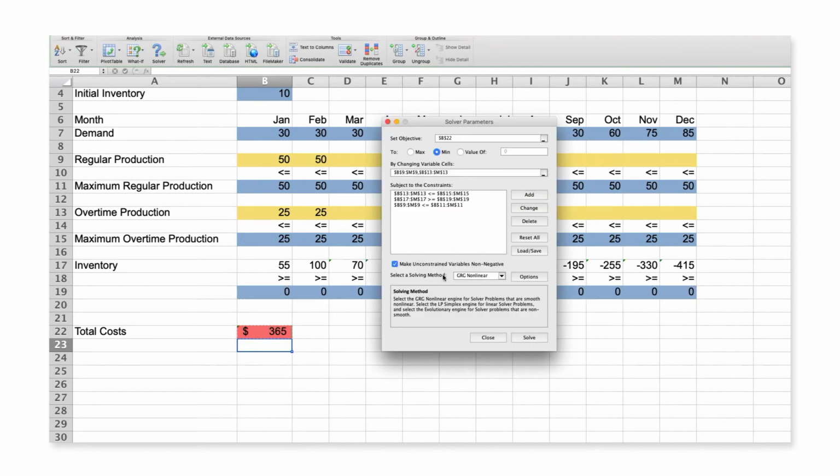Okay. And we're done. Non-negativity, simplex LP. And the non-negativity here is making the yellow cells non-negative, but not the inventory. So that's why we had to manually put that in. We're ready. Let's click solve.